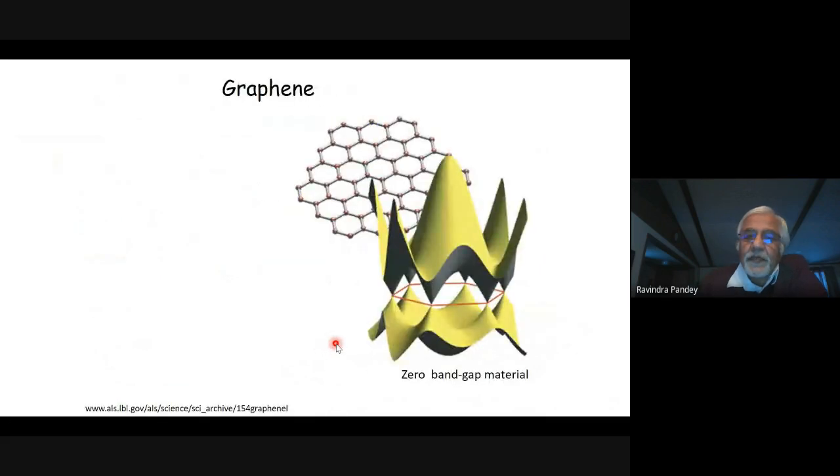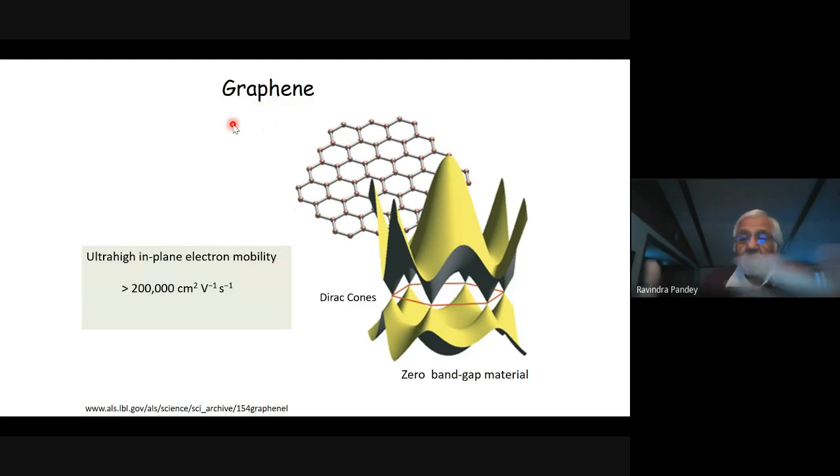Let me show you here. So these are referred to as so-called Dirac cones. And what it does basically is it provides a very, very high in-plane electron mobility in this material. And as you know, being a carbon-carbon bond, it is mechanically strong. So a mechanically strong material with a high electron mobility definitely is going to be a candidate material for devices. So we'll go back and talk to you.